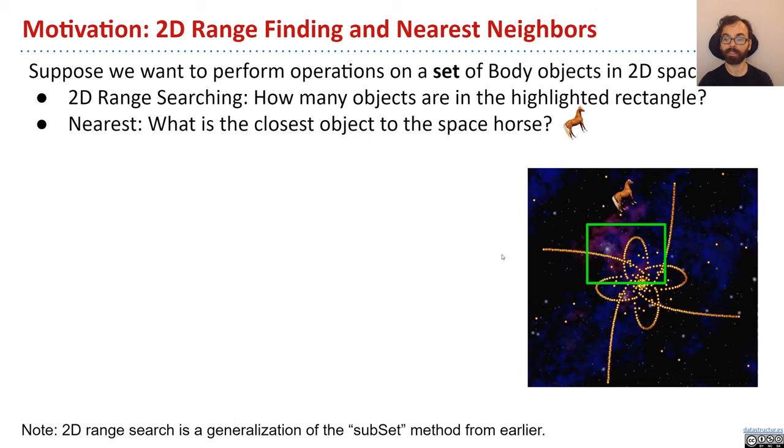Another might be nearest neighbor. What is the object that is closest to the space horse? Like, it's this one, I can tell you. But how would you do that in some kind of data structure?